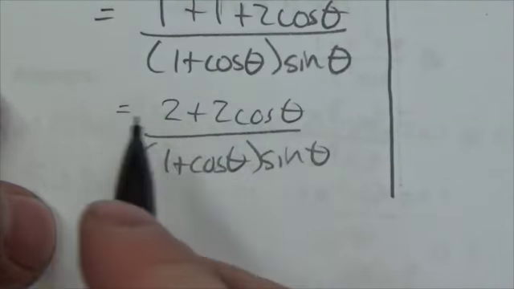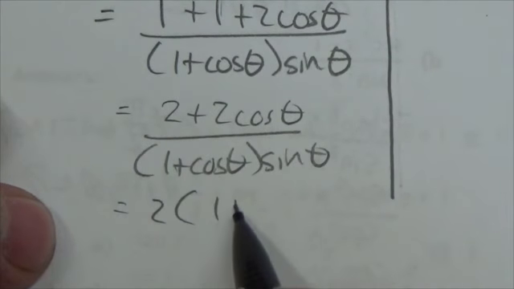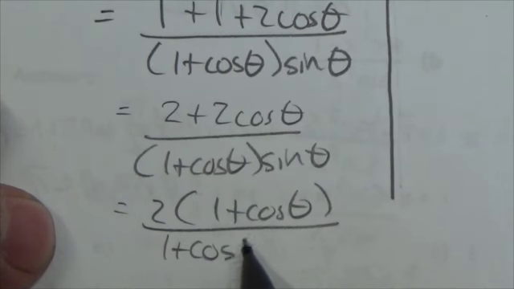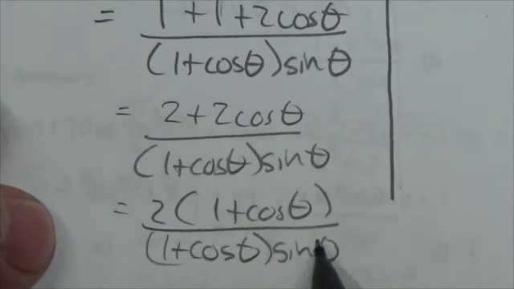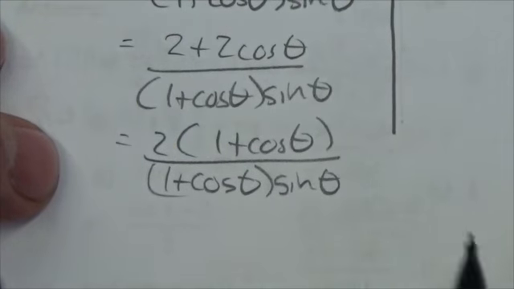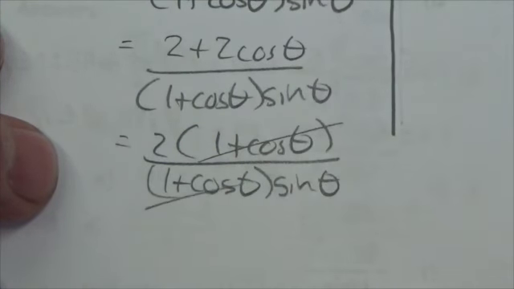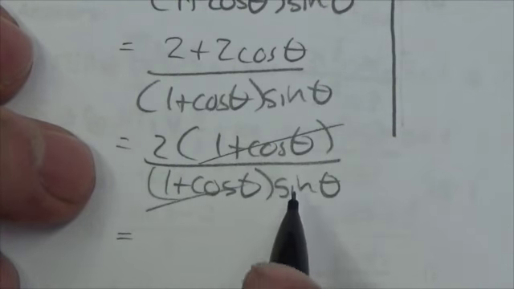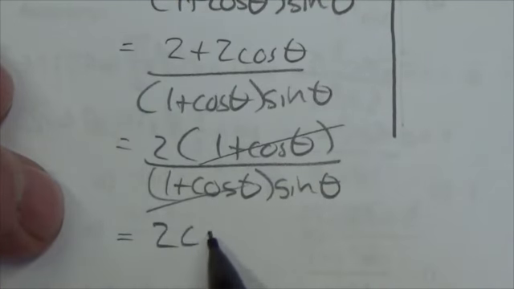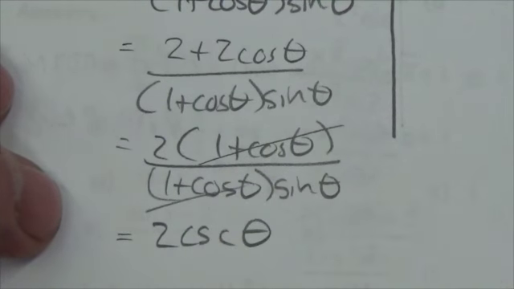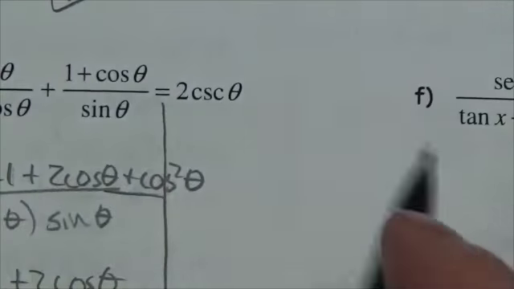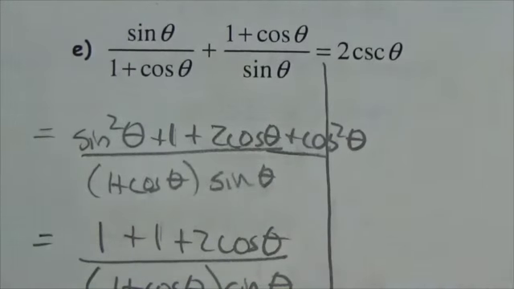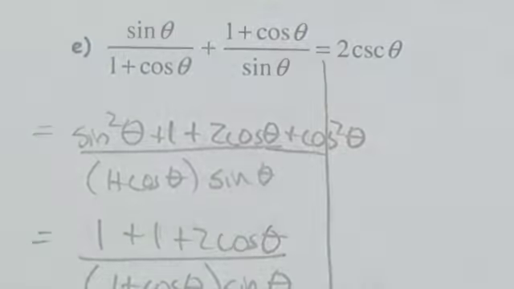And notice what I can do here. I can take out a 2, and I'm left with 1 plus the cosine of theta, all over 1 plus the cosine of theta times the sine of theta. Hopefully you're seeing where we're going here. 1 plus cos theta over 1 plus cos theta, they're going to cancel. I'm left with a 2 in the numerator, sine in the denominator. That is the same as 2 cosecant of theta, which was what the right-hand side was equal to. It took me a while, but I was able to get the left-hand side to look like the right-hand side, and once again, independent of each other.